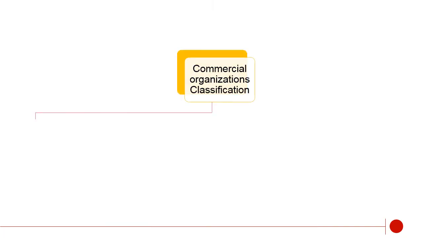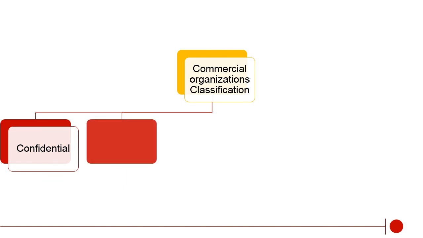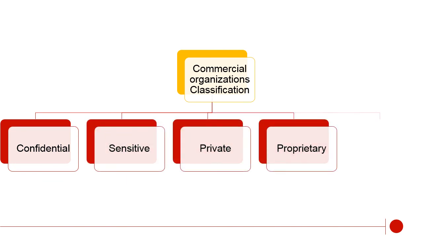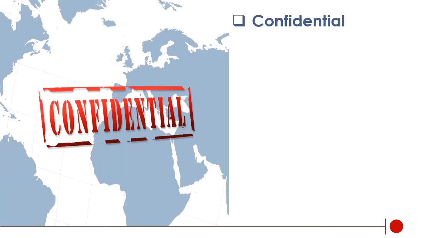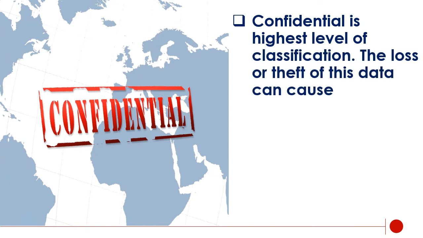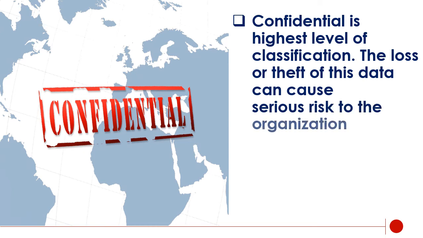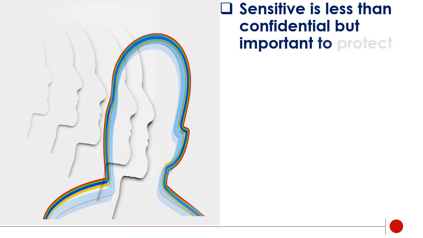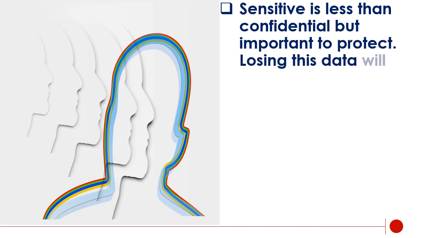Commercial organizations' classifications are confidential, sensitive, private, proprietary, public. Confidential is highest level of classification. The loss or theft of this data can cause serious risk to the organization. Sensitive is less than confidential but important to protect. Losing this data will raise the risk to the organization.